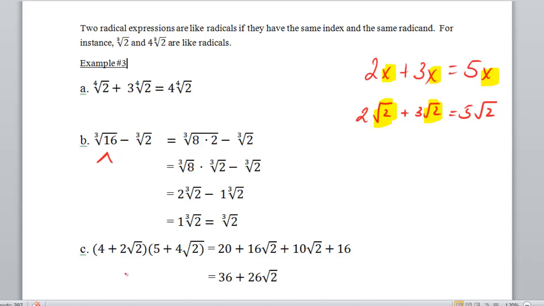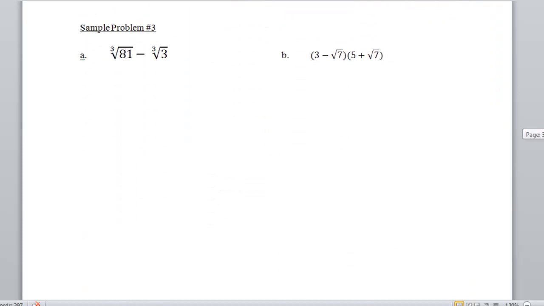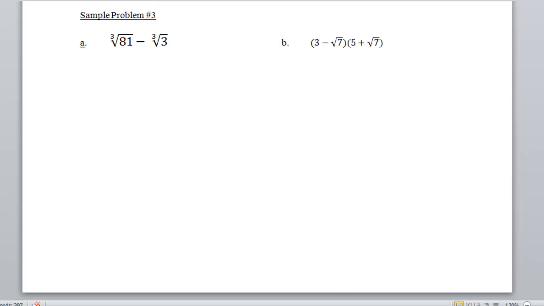If you look in example C, you can see that we have two binomials with radical terms. So you would simply FOIL here, and when you FOIL them together, you're going to be multiplying radicals first, and then somewhere in the process you're going to be adding radicals with like terms. And so you have to really pay attention to whether you have like terms or not, or whether you can create those like terms. So go ahead and try sample problem number 3. You got part A and B, and go ahead and give those two a shot and see if you can come up with the given answer.